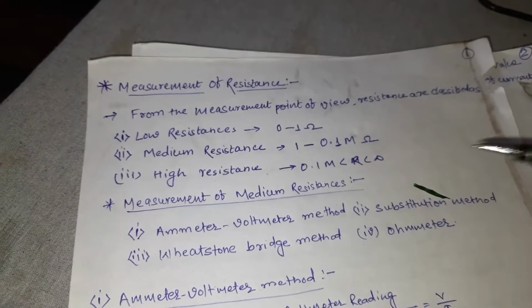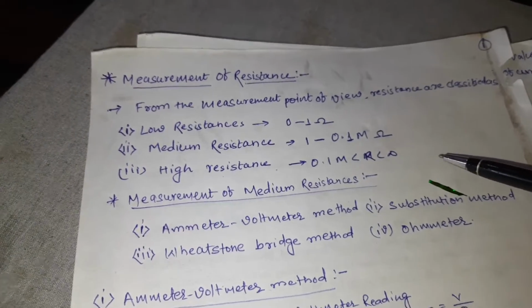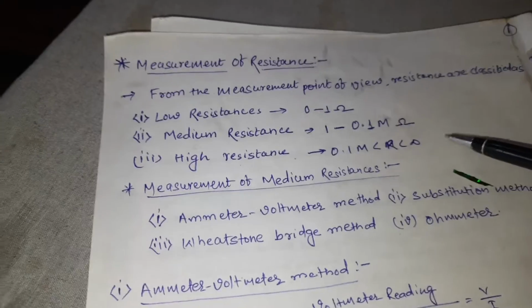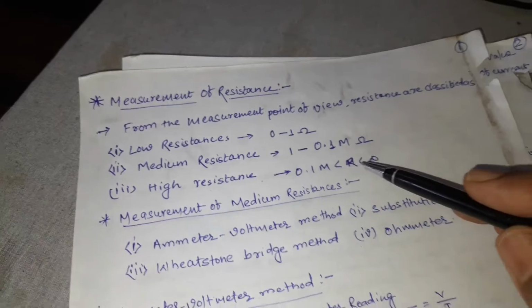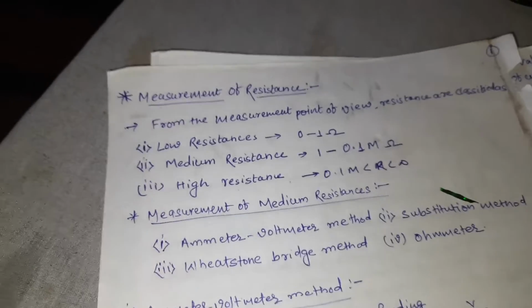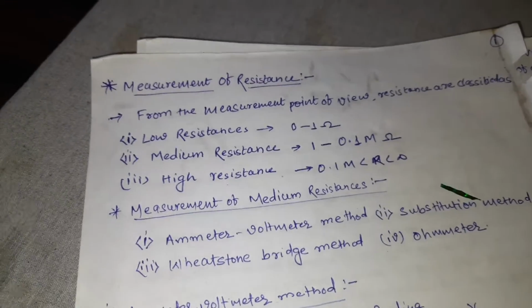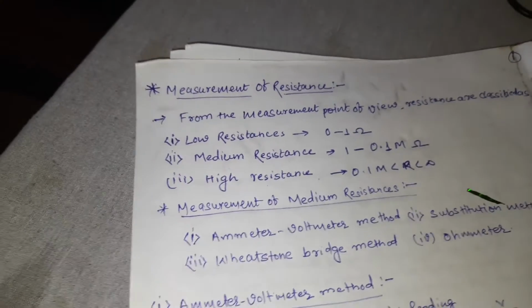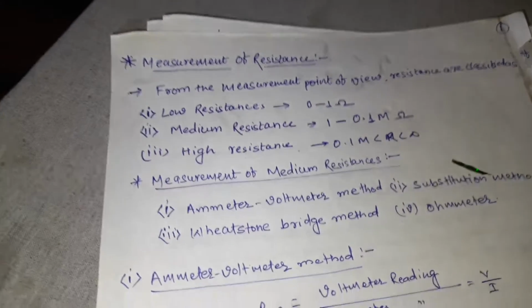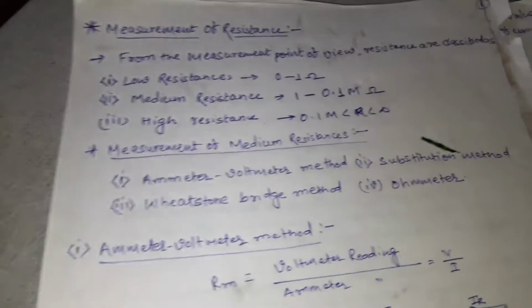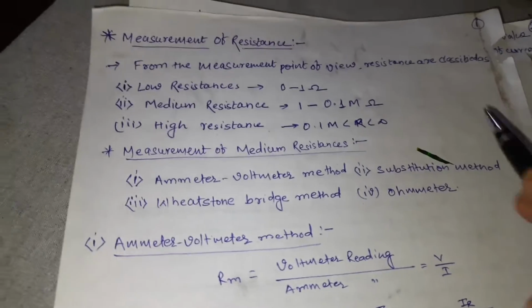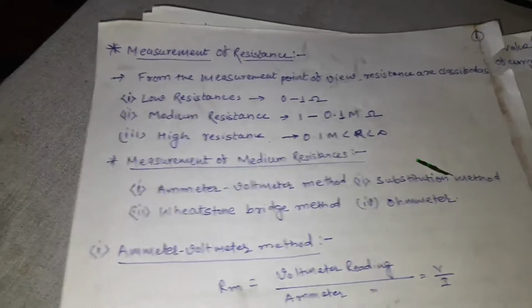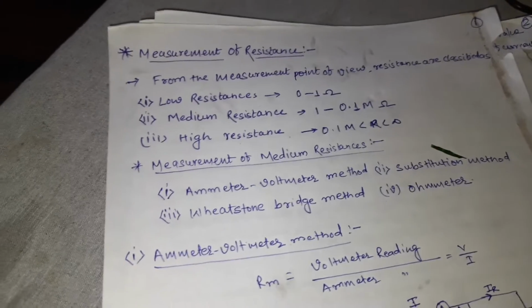Resistance from 1 ohm to 0.1 mega ohm is called medium resistance, and from 0.1 mega ohm onward is called high resistance. So first we start the measurement of medium resistance, that means from 1 ohm to 0.1 mega ohm. There are four methods.